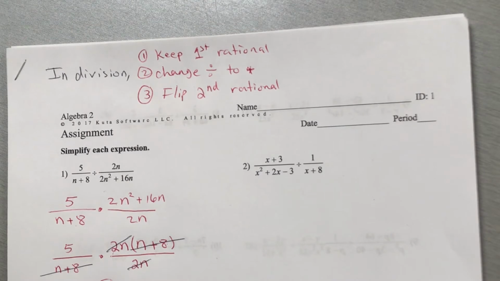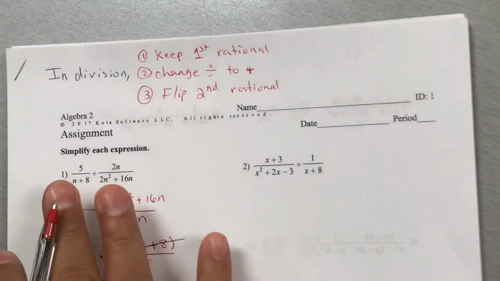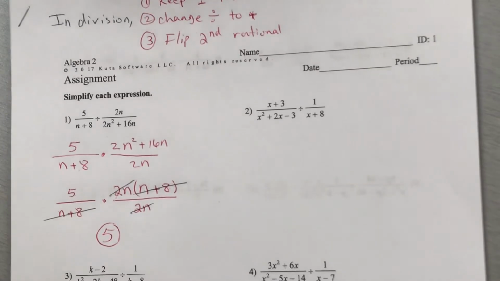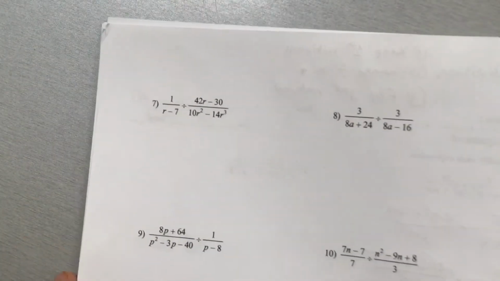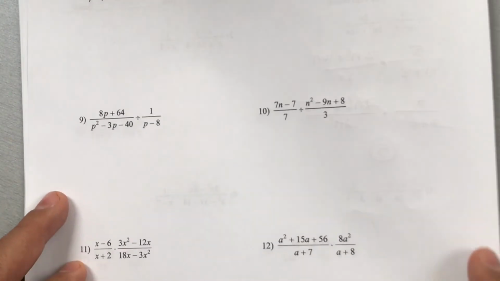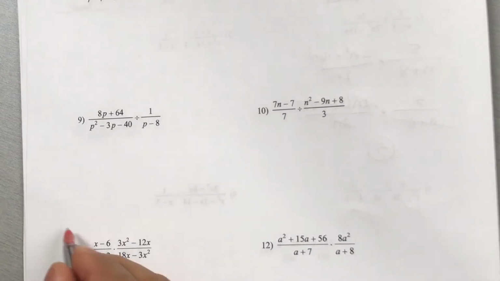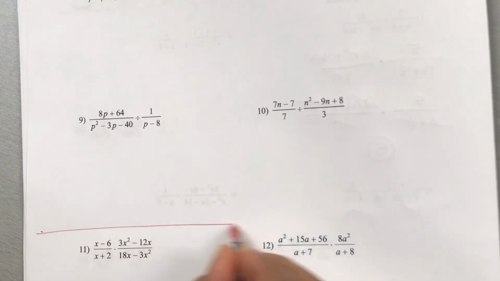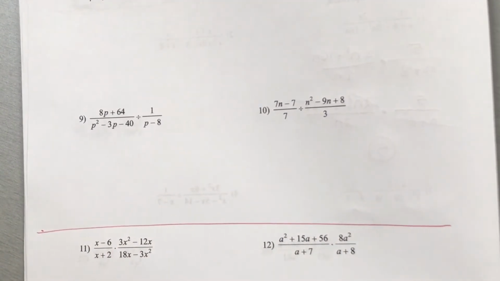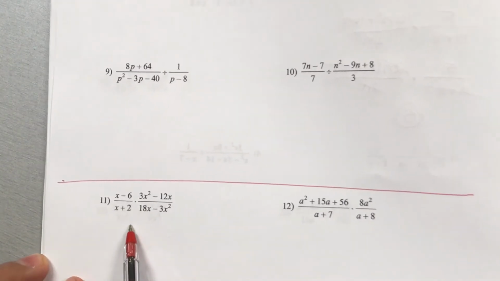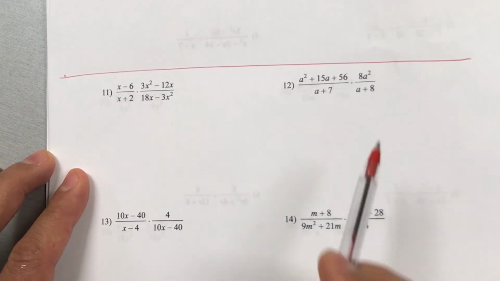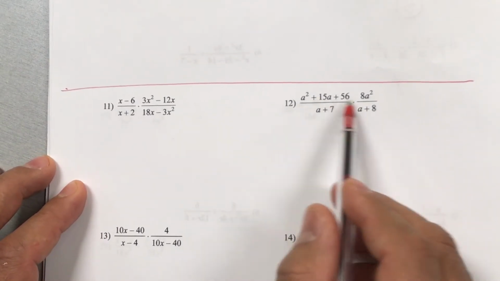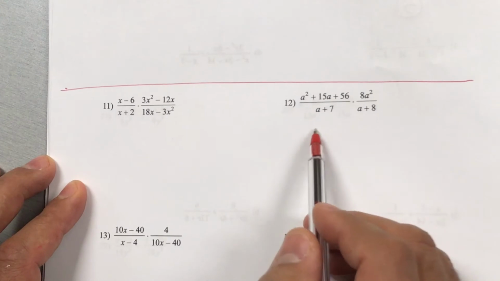All right, so questions 1, 2, 3, 4, 5, and 6 all have the same exact thing. 7, 8, 9, 10, all of these are divisions. They all have the same thing. Let's go to questions 11, 12, 13, 14. These are just multiplications. We already did a lot of work like this last class period. What you need to do is just factor each one of them and simplify.